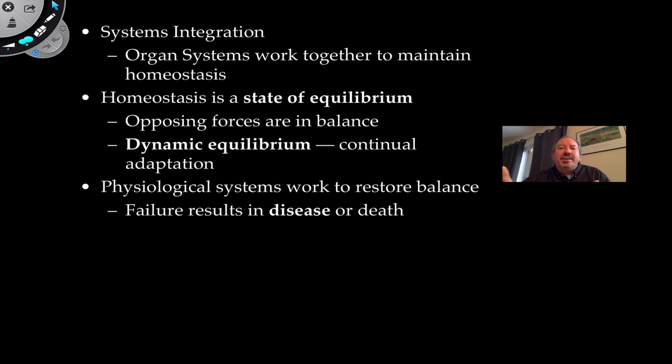It's a process that continues back and forth, back and forth. We use the term dynamic, meaning continually adapting. Temperature goes up, temperature goes down, glucose goes up, glucose goes down, calcium goes up, calcium goes down. So it's the physiological functioning of all the systems that works to maintain this homeostasis. Failure to achieve that would be disease, and then ultimately death if it's not corrected.